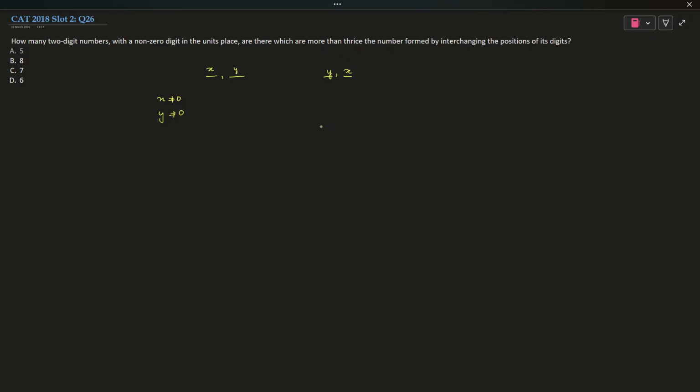Okay, we are told that the original number is more than thrice the number. So what will be the value of this number? The value will be 10x plus y. What is the value of this number? 10y plus x, right? This is greater than 3 times this number. So from here I can say 10x plus y is greater than 30y plus 3x. From here I will have 7x greater than 29y.